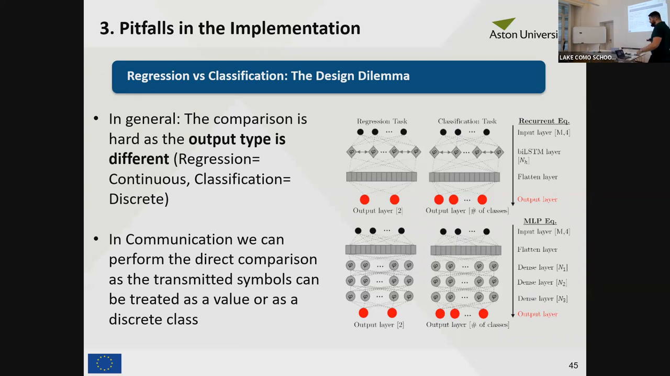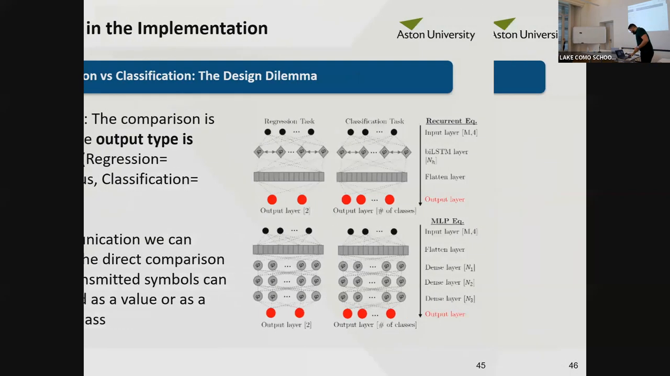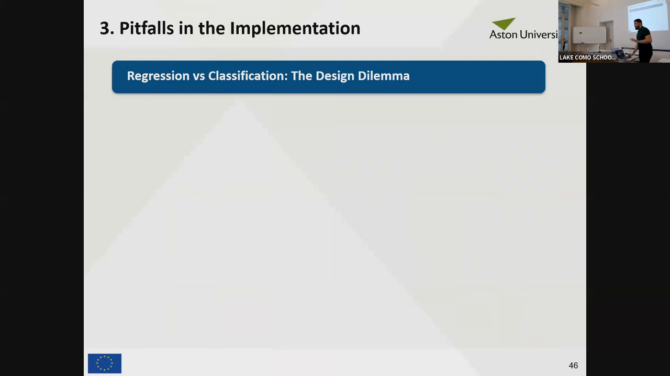So we optimize the hyperparameters individually just for fairness, because besides this, the second thing that is different is the loss function. This one is mean square error, this one is categorical cross entropy loss. And this is one of the results.